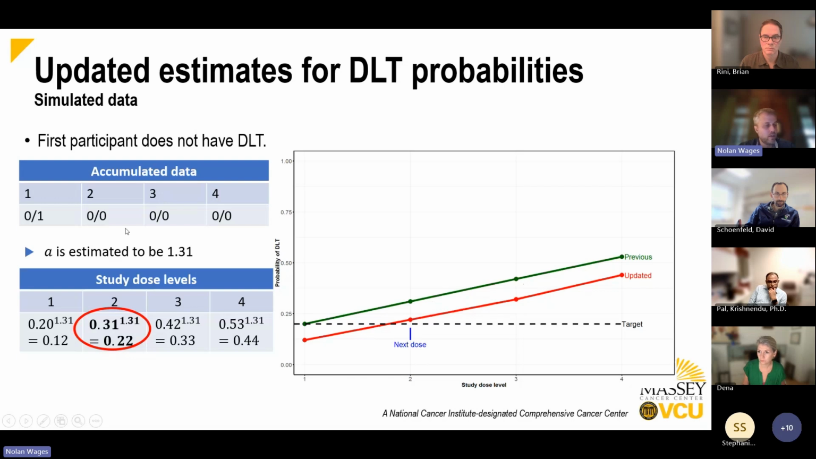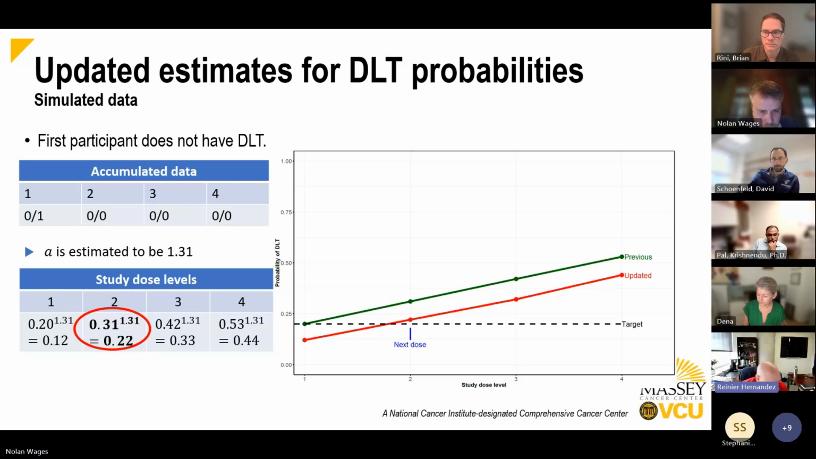I heard a question. Is there a question? Or maybe not. Okay. I do have a question. Sure. This is Rainier from University of Wisconsin. So isn't that a little bit against logic, that if you don't have a DLT now, the curve shifts down instead of up?